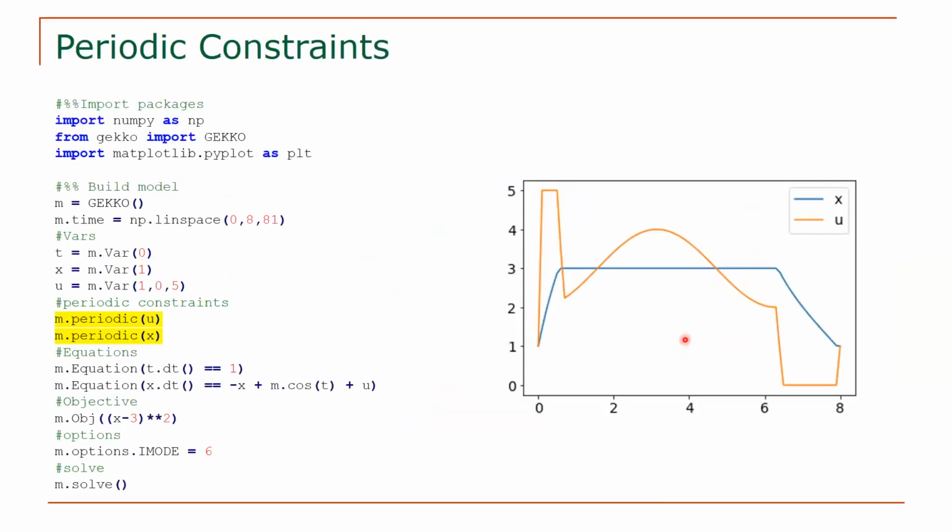We can also do periodic constraints. That's a special case of connections where the end is fixed to the beginning. Here's just a sample made up problem for that. But you can see that the end is equal to the beginning there.